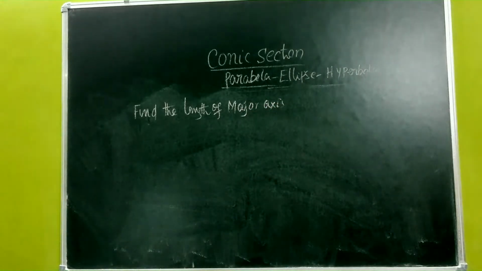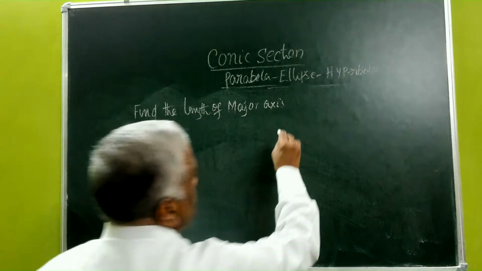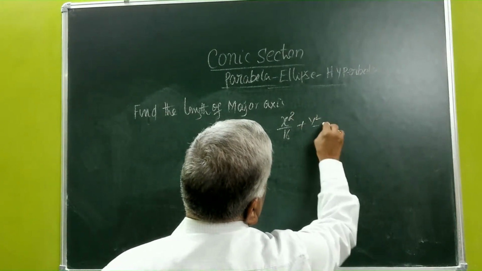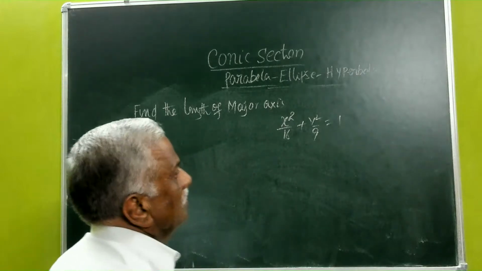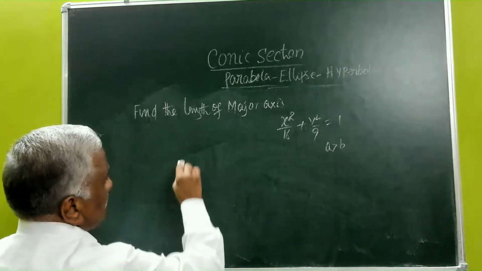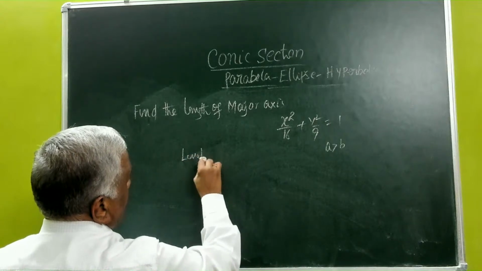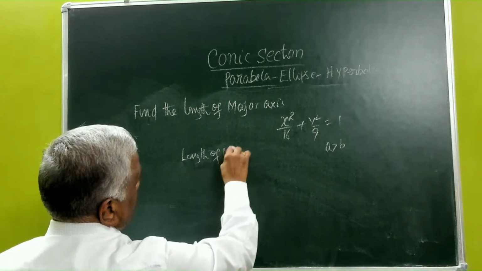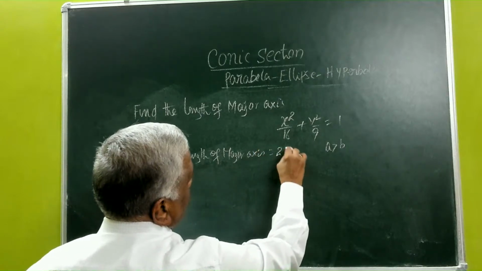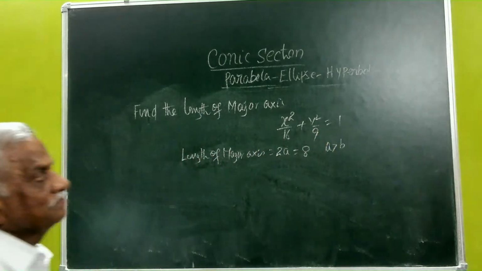What's the problem given? x square by 16 plus y square by 9 equal to 1. You notice that A is greater than B. So the length of major axis equals 2A, that is equal to 8.